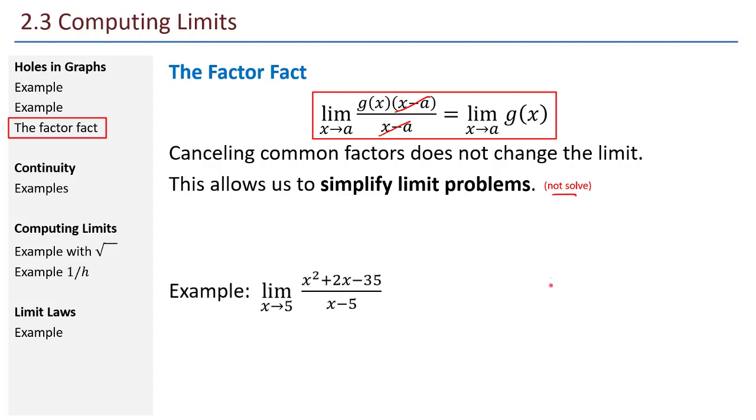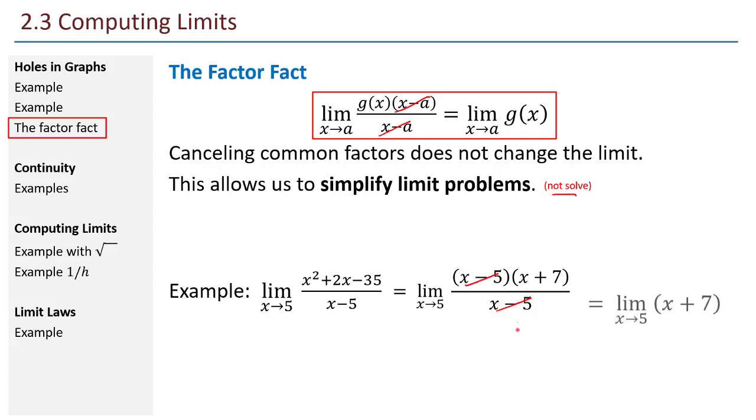Here's an example. The limit as x goes to 5 of all that stuff. It looks like a pretty complicated problem, but I notice that I can factor the numerator. And when I factor the numerator, look at that. It looks like I have a common factor on the top and the bottom of x minus 5. Those factors can go away, and I'm left with the simpler problem of the limit as x goes to 5 of x plus 7. Doesn't that look like a much simpler problem to try to solve?